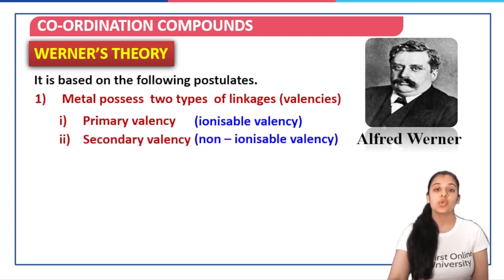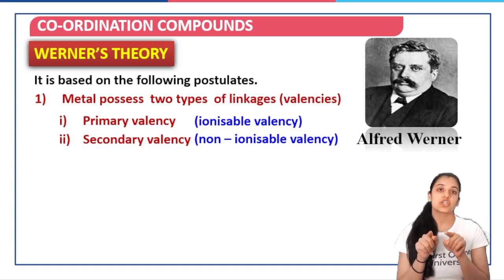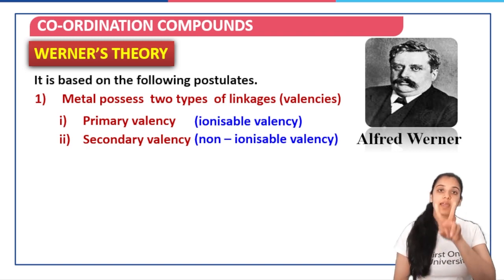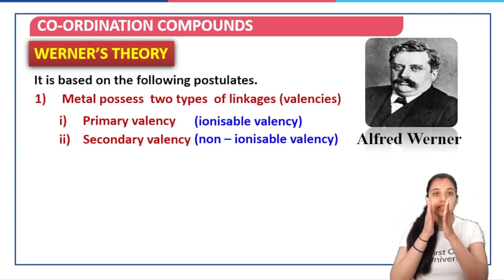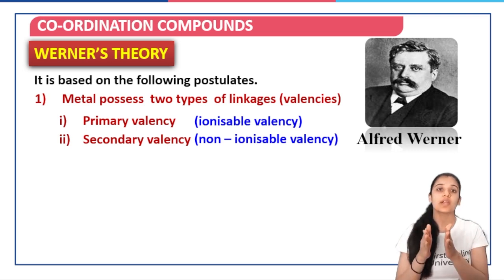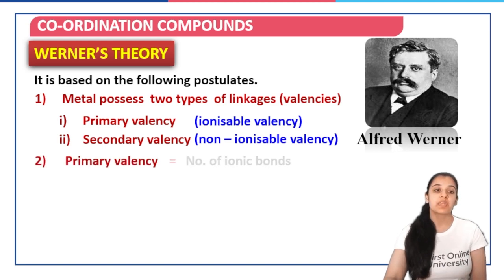Secondary valency is non-ionizable valency. So now I think it's clear from the name itself. The primary valency would be the linkage which is present between the cation, that was K plus, and the coordination sphere. So between cation and the coordination sphere, what we have is the primary valency. And whatever linkages are going to exist within the coordination sphere, these are going to be the secondary valencies.